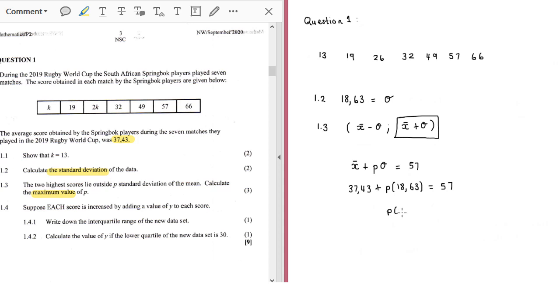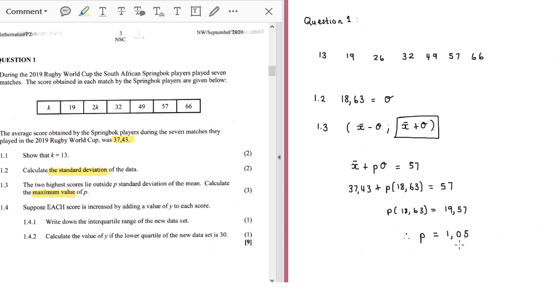We're going to have P times 18.63 equals 57 minus 37.43, that is 19.57, and then therefore P will equal, divide that by 18.63, right, and we get that P to 2 decimal places is 1.05.